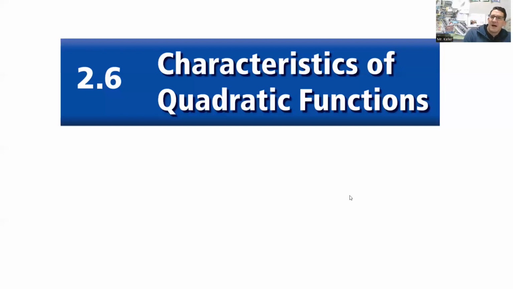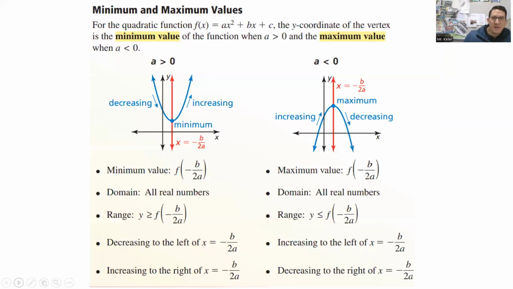All right, IM3 classes. Today we're continuing on with our graphing. We're going to look specifically at quadratic functions, characteristics of quadratic functions. What we're going to be doing today is finding the vertex and the axis of symmetry. And we're going to be determining minimum or maximum values.